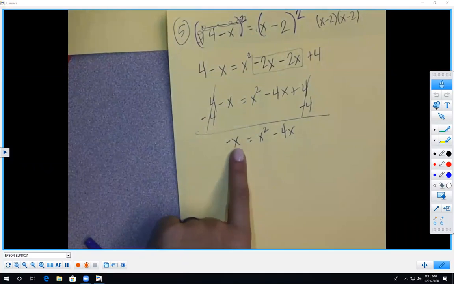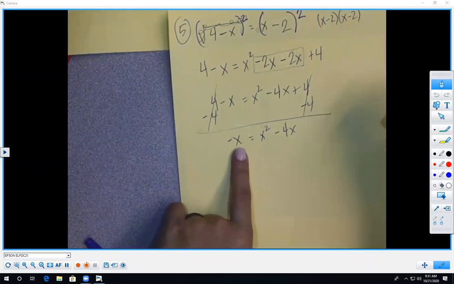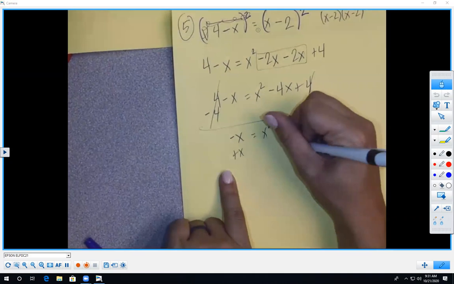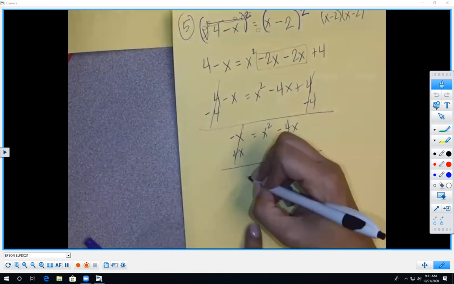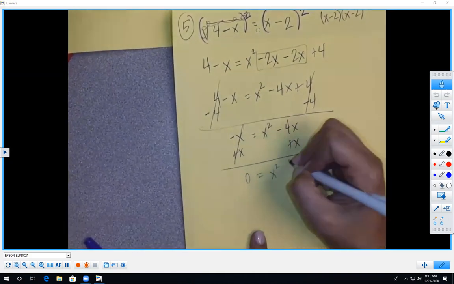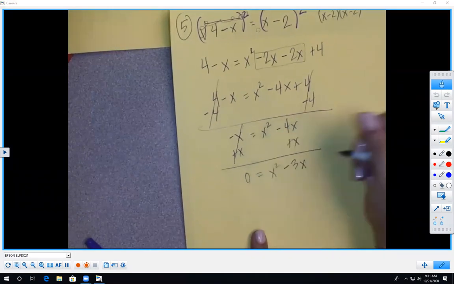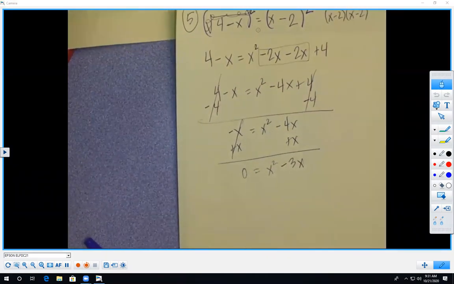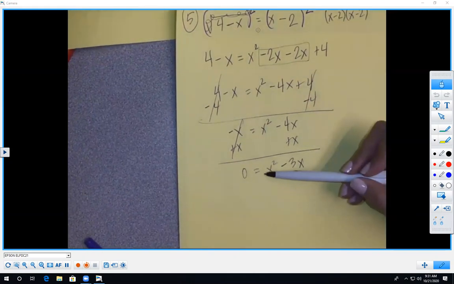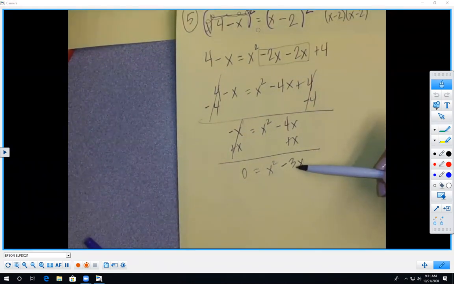How do I move this negative x? Add it to both sides, plus x plus x. So I get 0 equals x squared minus 3x. At this point, you're either going to factor or use the quadratic formula. If I use quadratic formula, my a value is 1. My b value is negative 3. What's my c value? 0. You could plug it in.